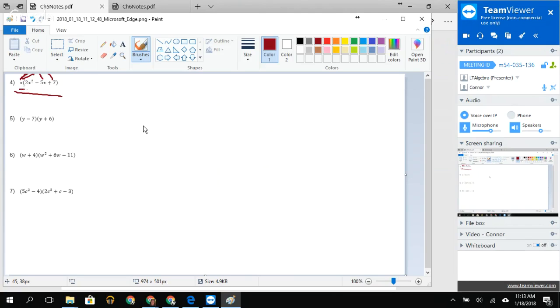So this is going to be an easy one. We have x times 2x squared, which gives us 2x cubed. Then x times negative 5x gives us negative 5x squared. And x times 7 is plus 7x. So that's all we have to do for number 4. It'd be nice if all of our homework problems were like that, right?